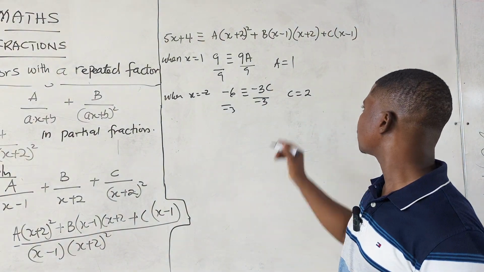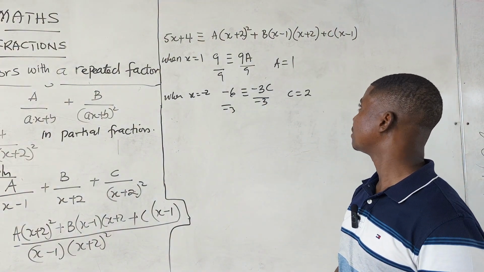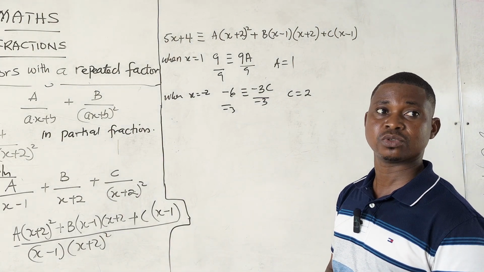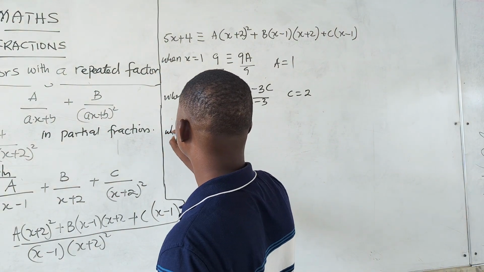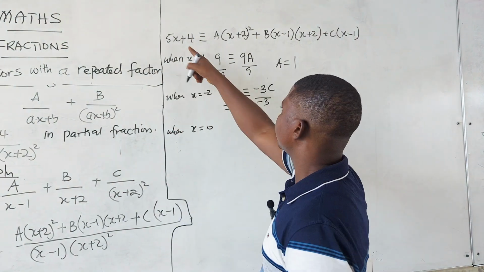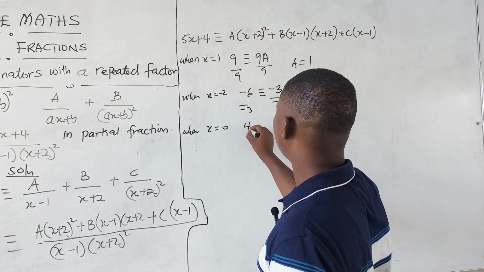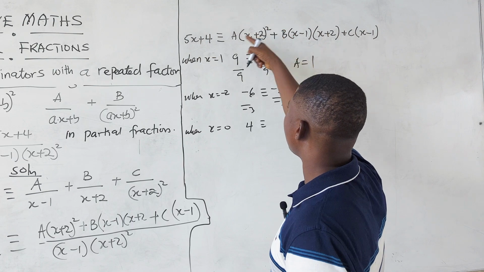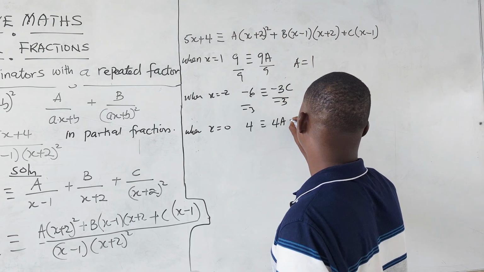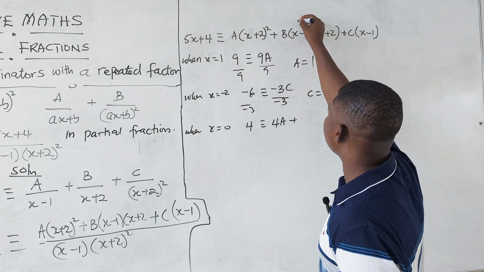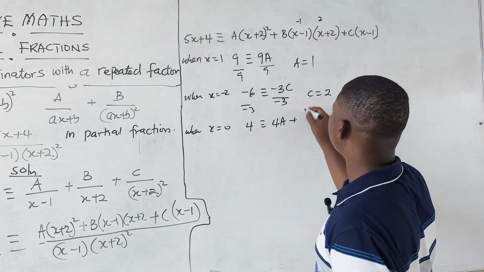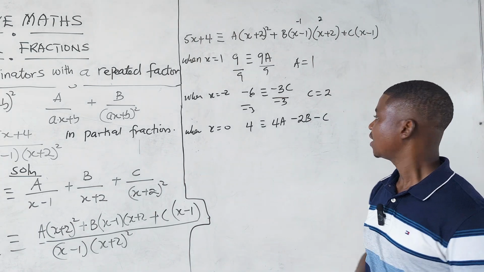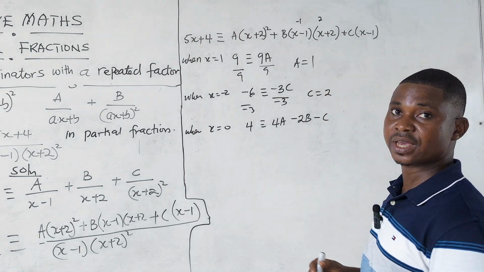So when C is 2 and A is 1, we can use x equal to 0, because we know two of them, the rest you can substitute to get it. So when x is equal to 0, this will be 0, so we are left with 4. This will be 0, and you have 2 squared, that's 4, 4A, plus this is 0, so 0 minus 1, 0 plus 2, so minus 2B, this is 0, so minus C.